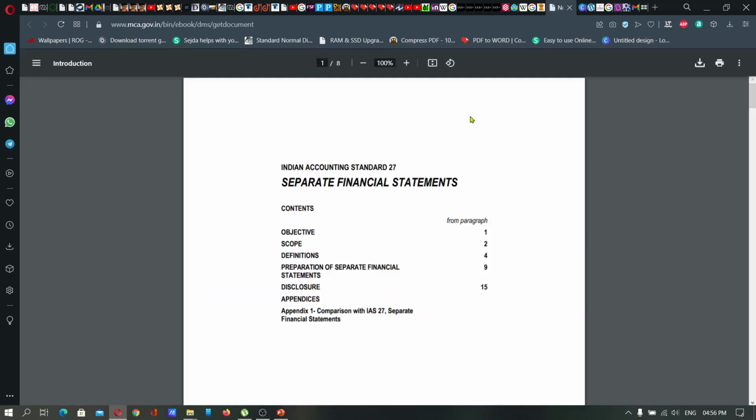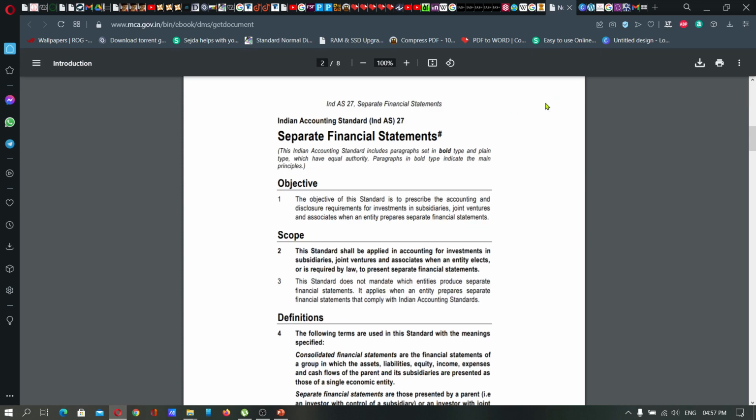Next one, Ind AS 27, separate financial statements. Ind AS 27 deals with separate financial statements. The objective of this standard is to prescribe the accounting and disclosure requirements for investments in subsidiaries, joint ventures and associates when an entity prepares separate financial statements.